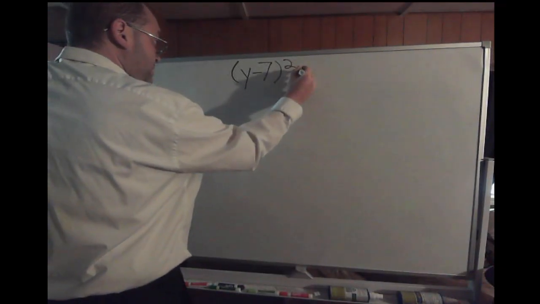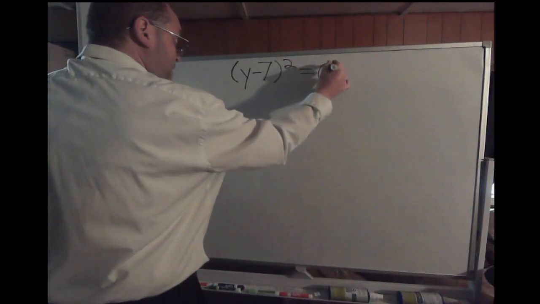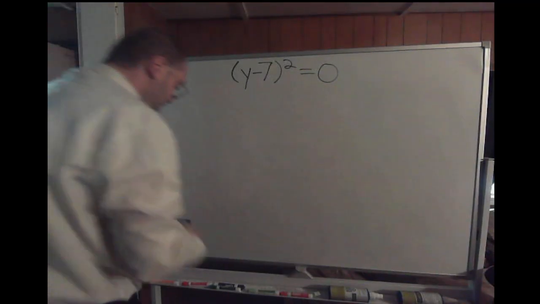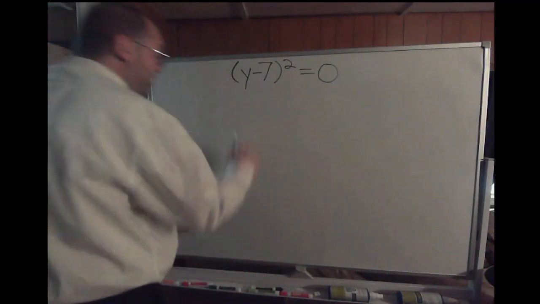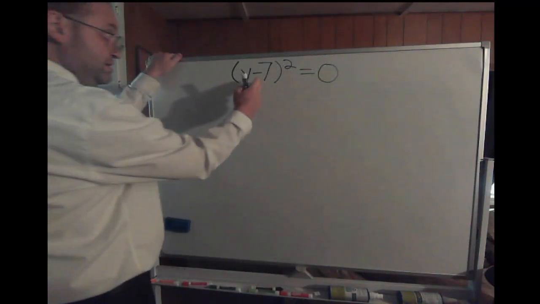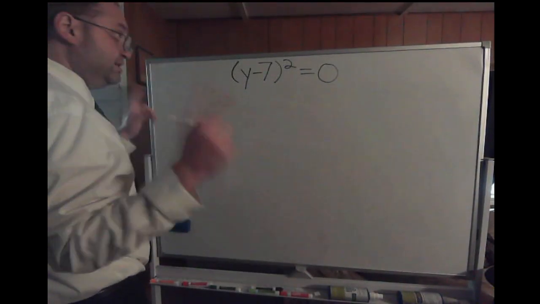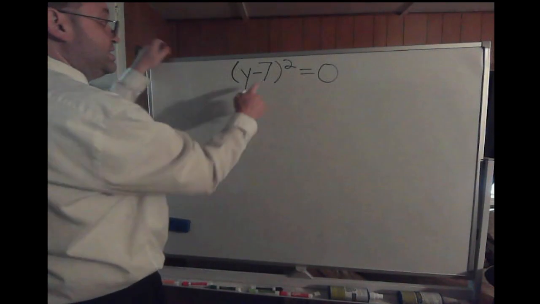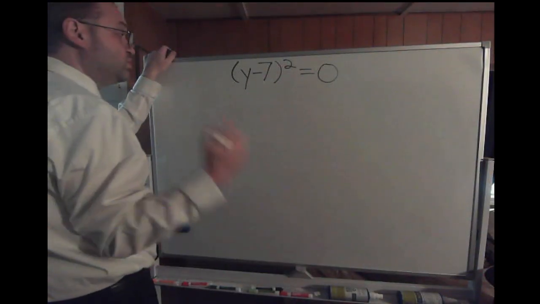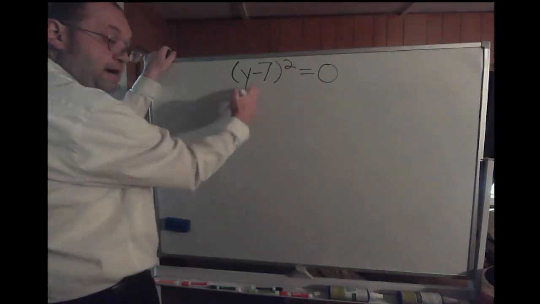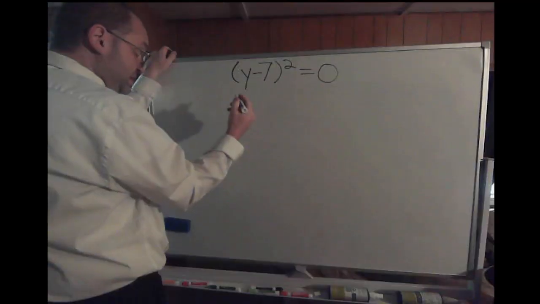Now, what about if I have something like this? I have y minus 7, that quantity squared, equal to 0. So now I don't just have the variable by itself, I have something that's being subtracted from it inside the quantity. Still the same idea. I'm going to take the square root of y minus 7 squared in order to get y minus 7 by itself. So let's do that.